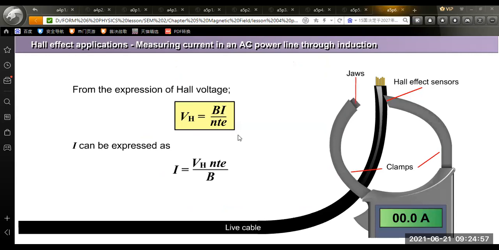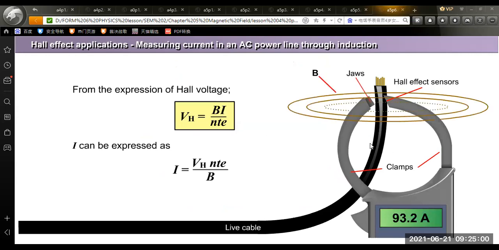Next, this is another application. We use it to determine the current in a live wire. So from VH equals BI over nte, this means that I can be expressed as VH nte over B. This means that we use the magnetic field and also the Hall voltage to determine the current flow in the live cable. That means we do not need to cut the cable and connect an ammeter in series. We directly touch the meter.